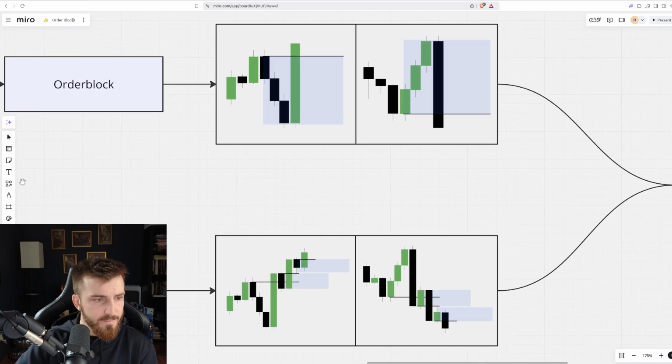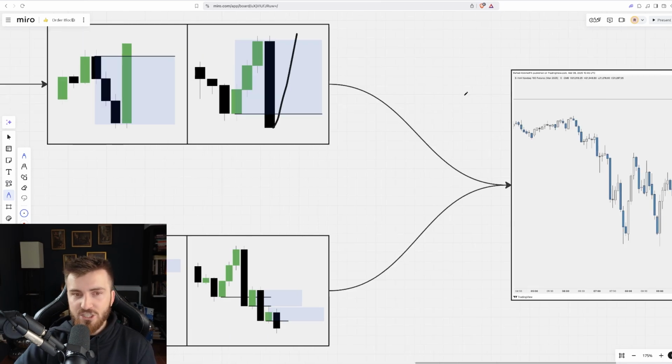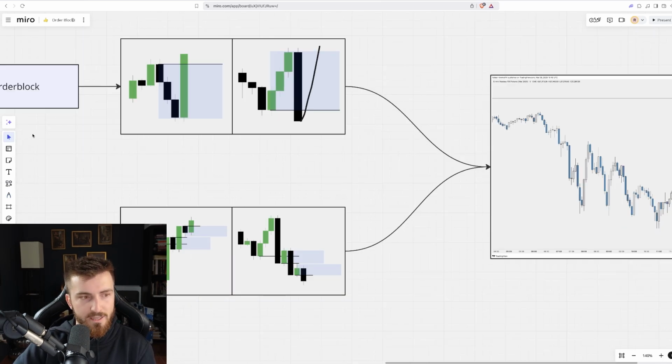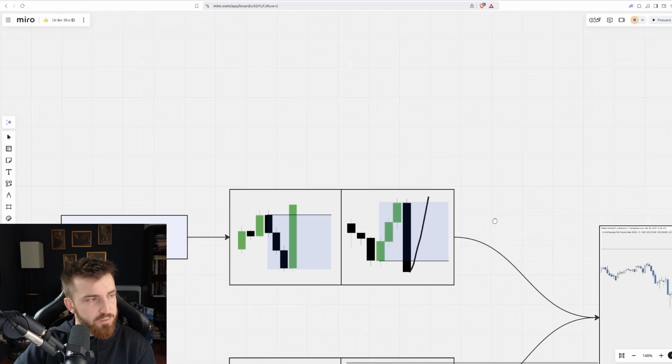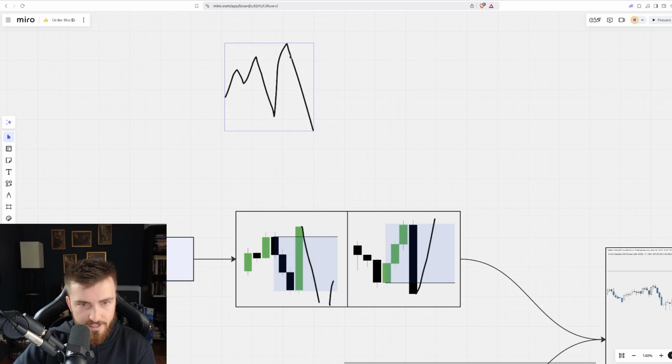Let's say that the market now moves up and disrespects this order block. Well, notice the price action that we have just created, right? Let me go back up and let me show you the price action that we basically just created. If we move lower here, we have just created this, right? So let's go and remove this.